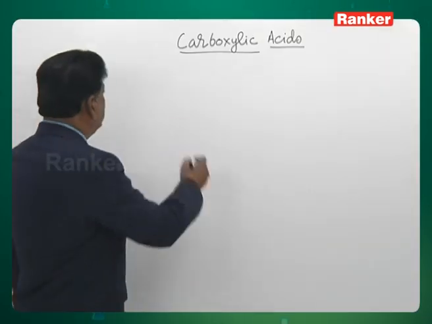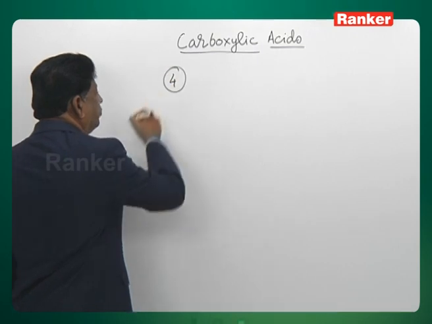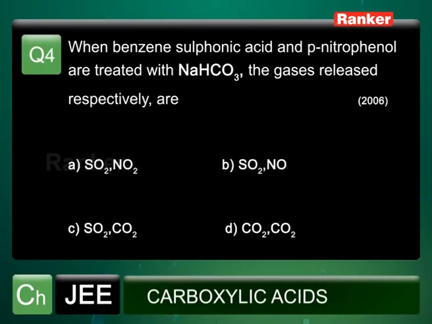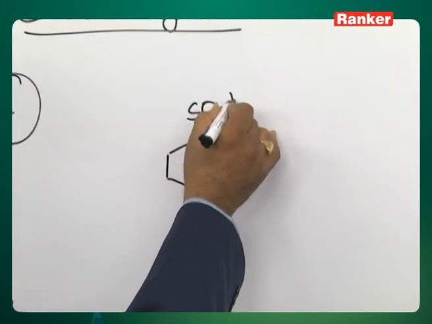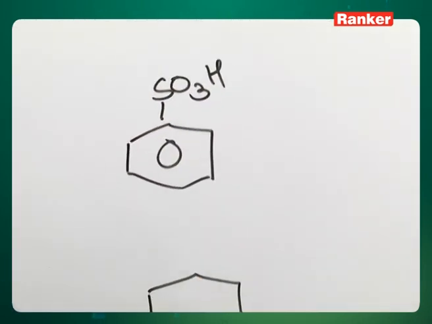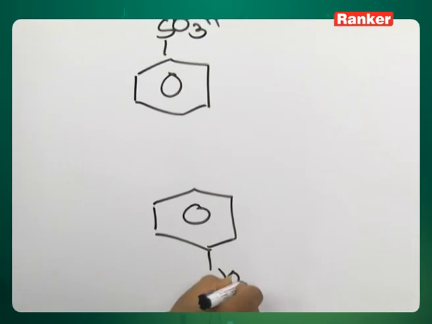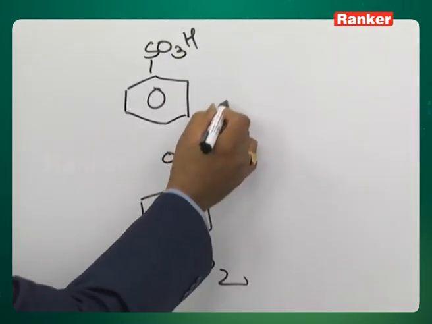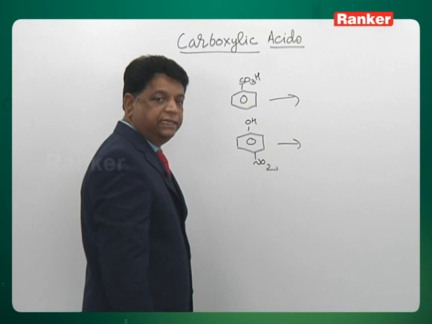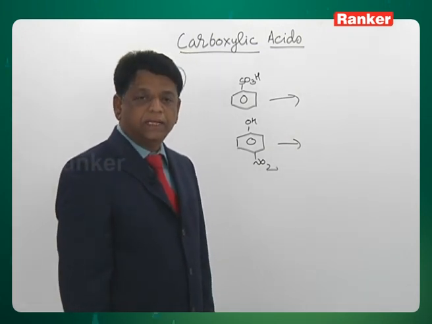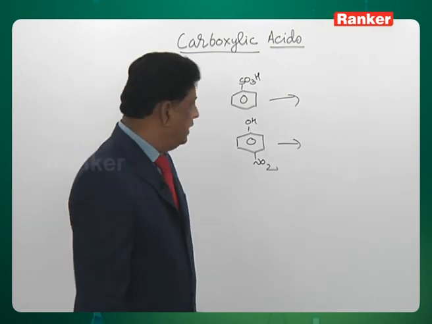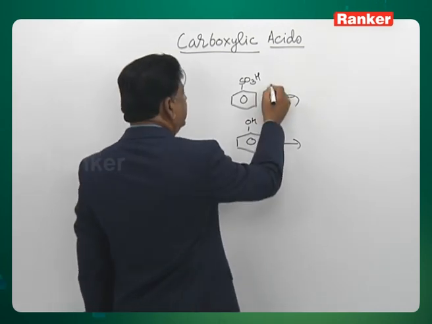So, let us go for question number 4. The question is, when benzene sulphonic acid and p-nitrophenol, let us see what is benzene sulphonic acid. Benzene with the SO3H, and p-nitrophenol, a nitro containing phenol. These two compounds are treated with sodium bicarbonate. The gases released respectively. So, let us find what gases are released here.